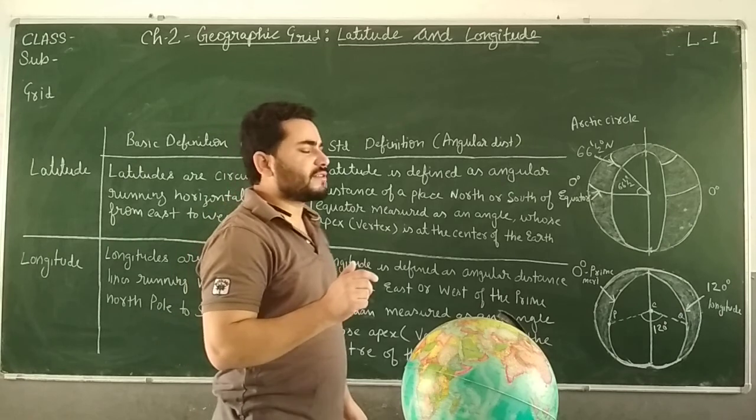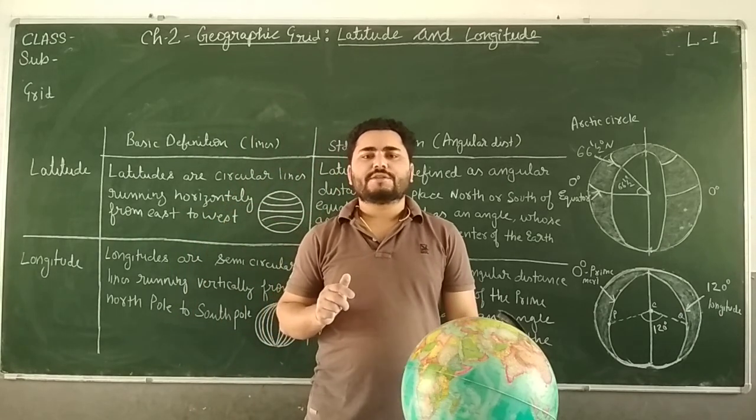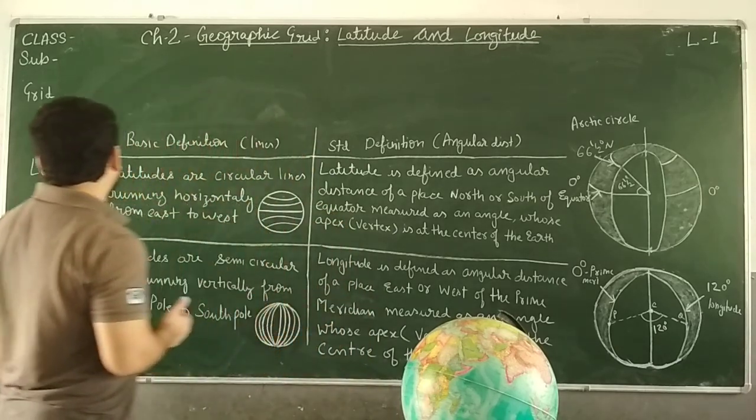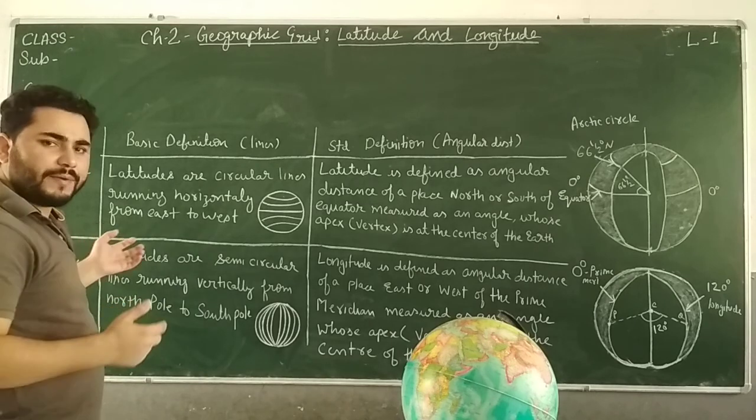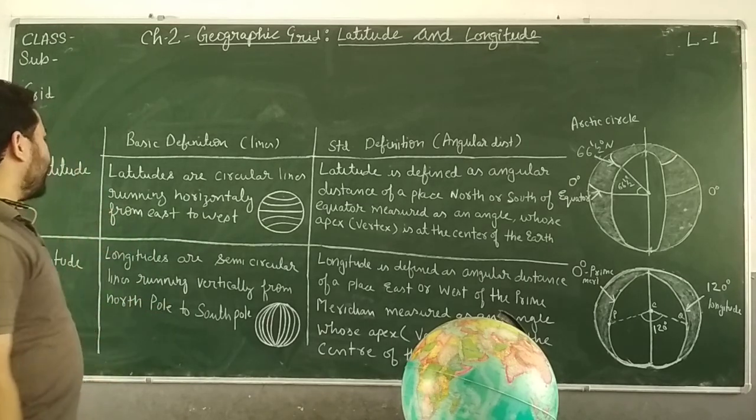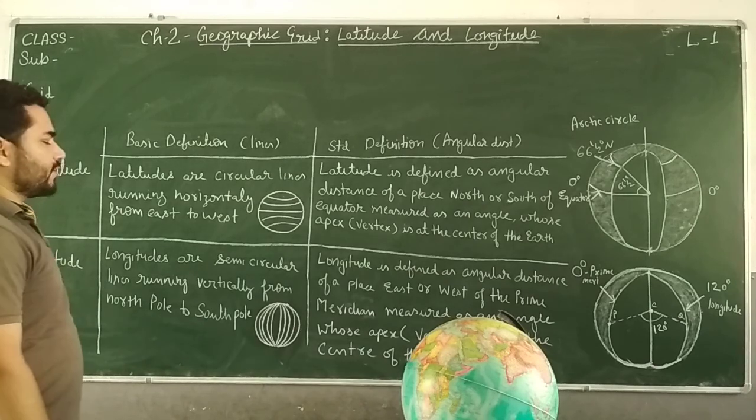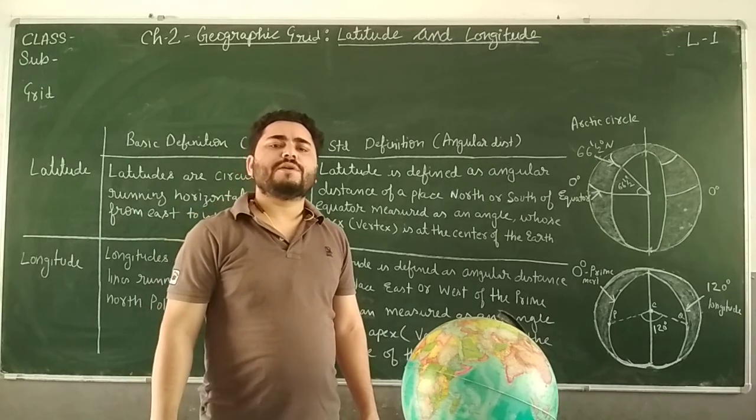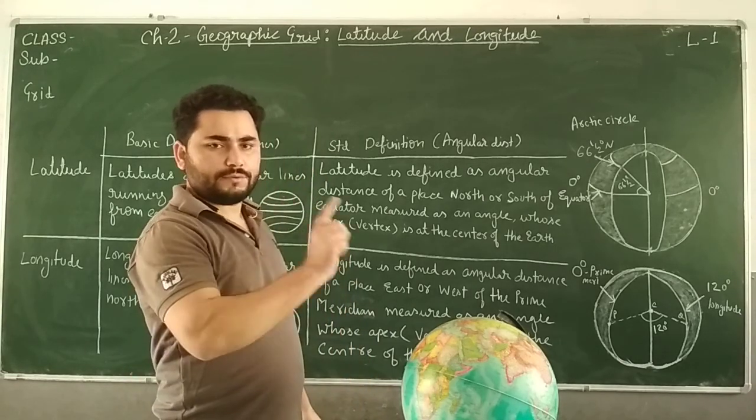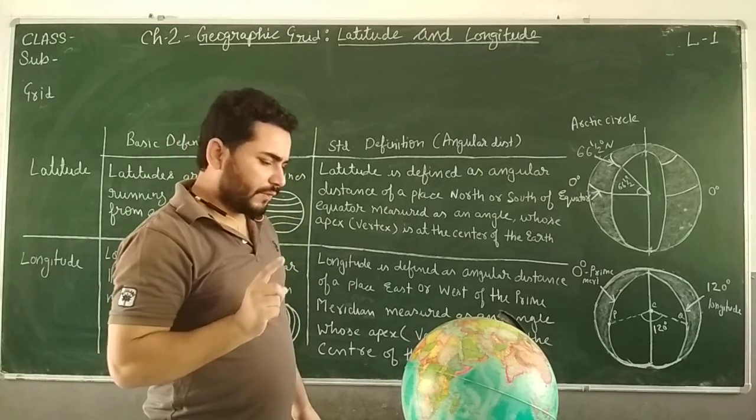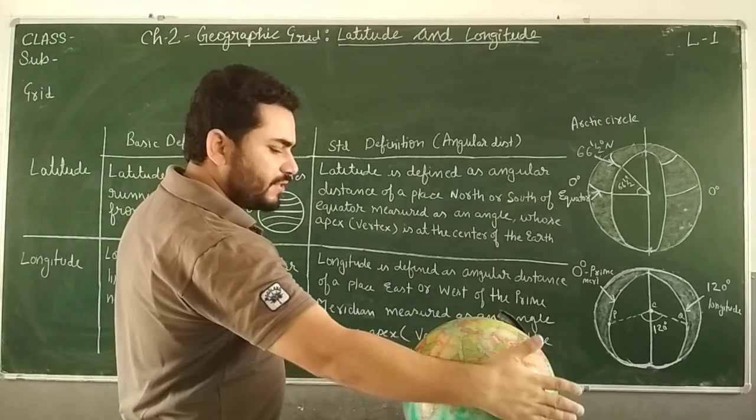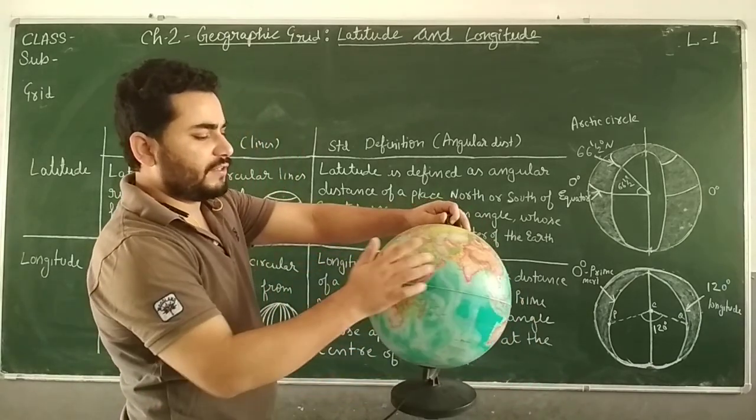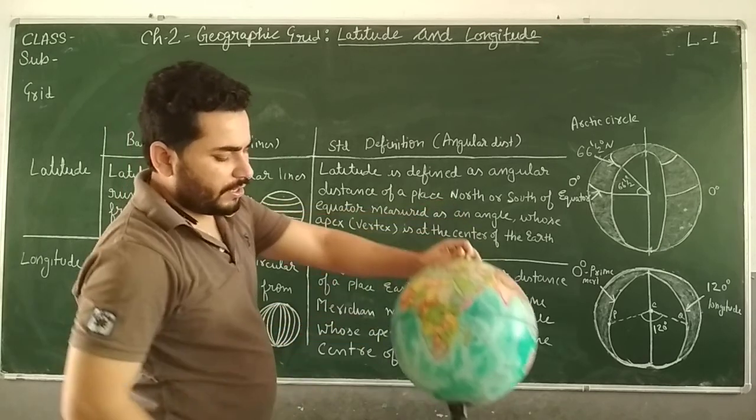So you people have been studying these two terms, latitude and longitude, since your fifth class. I have told you in fifth class also in detail. Clear? So here, latitudes, we have been studying, are circular lines running horizontally from east to west, like this. Now if this is east direction and this is west direction, so running like this, these lines.